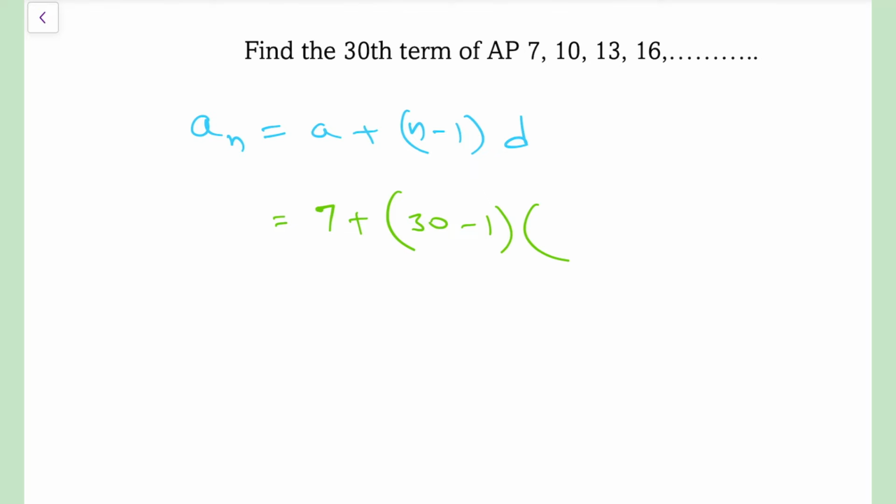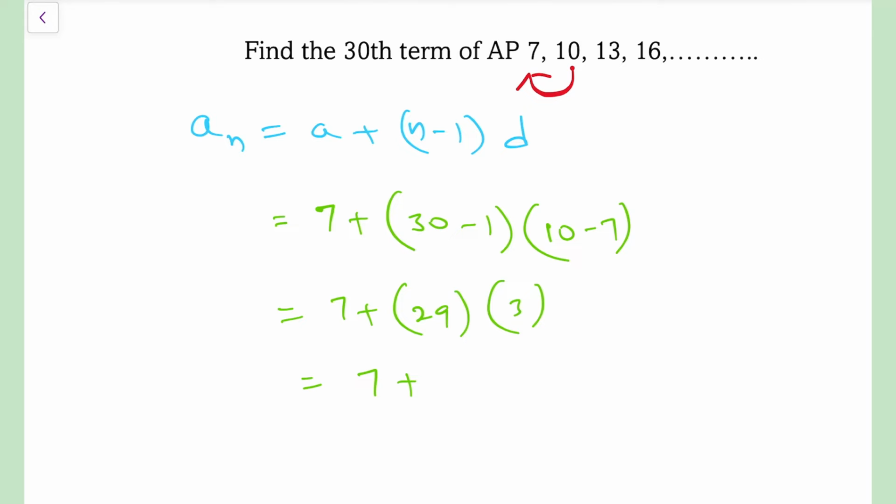Common difference is second term minus first term. Here the second term is 10 and the first term is 7. So the difference will be 10 minus 7, which is equals to 7 plus 30 minus 1, 29, into 10 minus 7, it is 3. So 7 plus 29 3s: 3 9s are 27, 7 and 2 carry, 87. 87 plus 7, it is 94. So if we extend this progression, the 30th number will be 94.